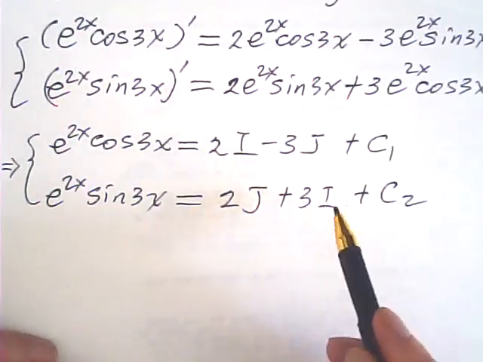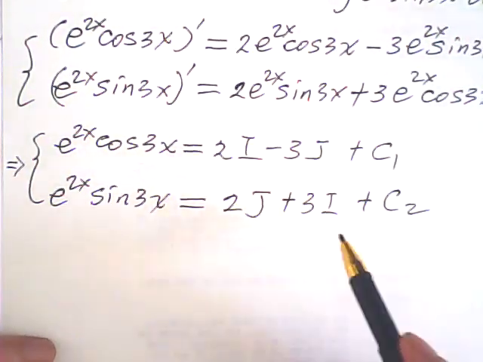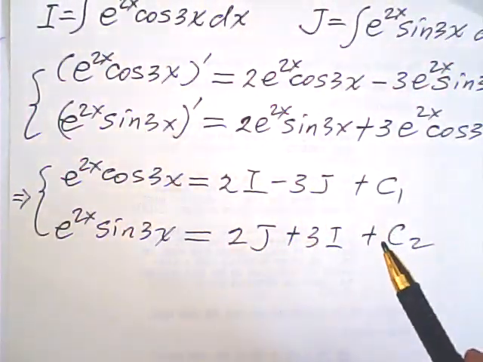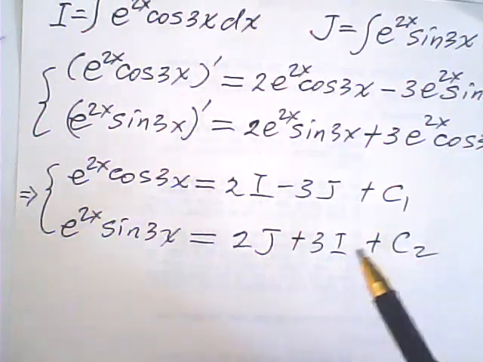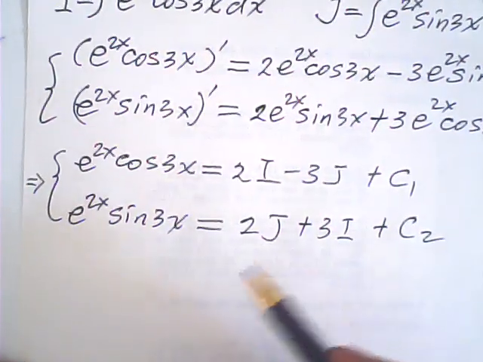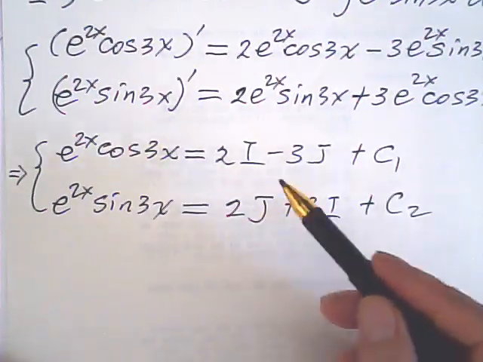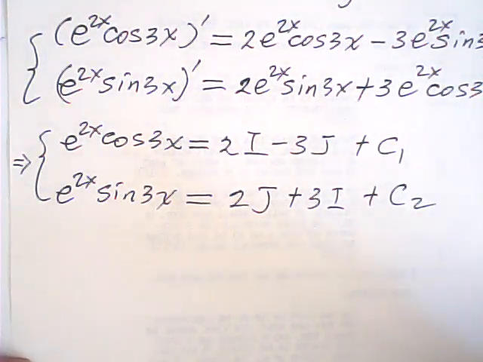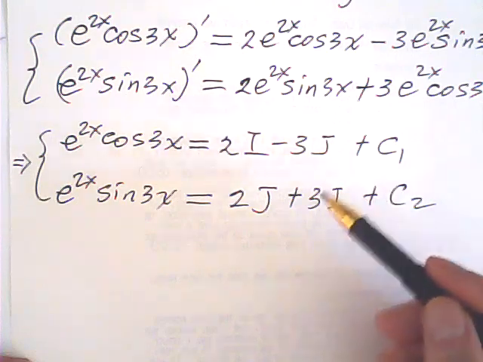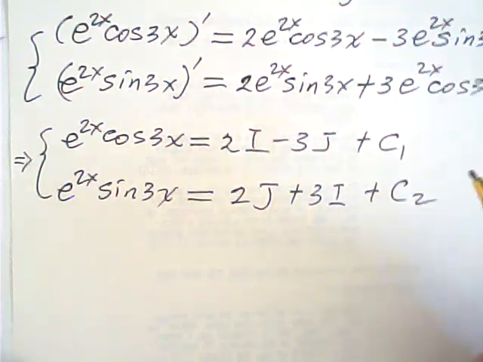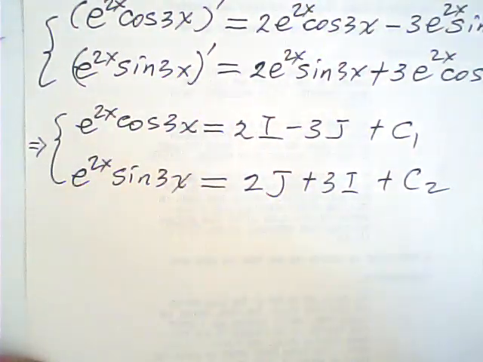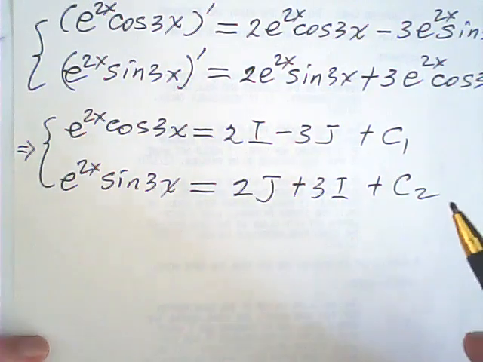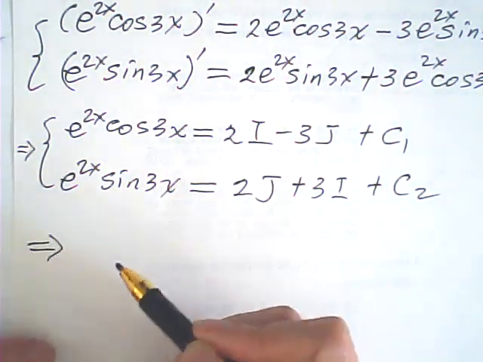Now we can find I and J by solving the simultaneous equations, right? So let me skip the detail for solving equations. You know how to solve equations. It's trivial, but sometimes quite tedious. So we can find I and J.